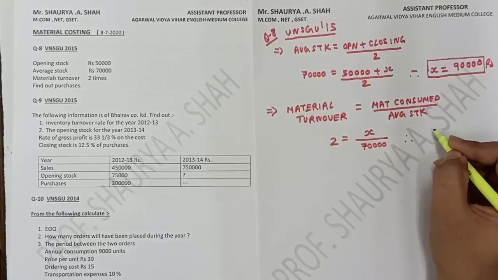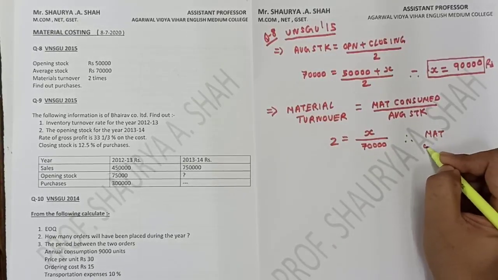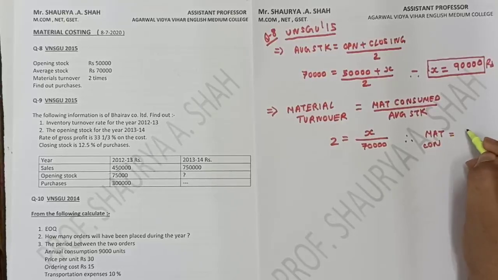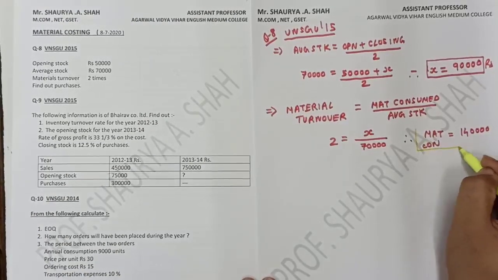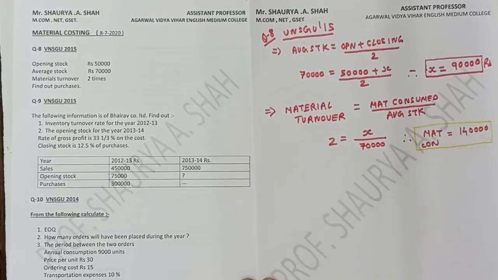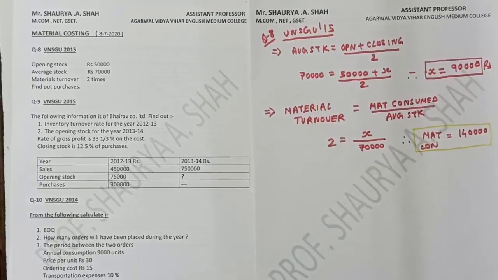So what is the answer of x? Again, I am writing material consumed in short, you can write it in full. 1,40,000 rupees is my material consumed, right? I suppose it is clear to each and every student. So material consumed is 1,40,000 rupees. Fine. Okay. Moving on.